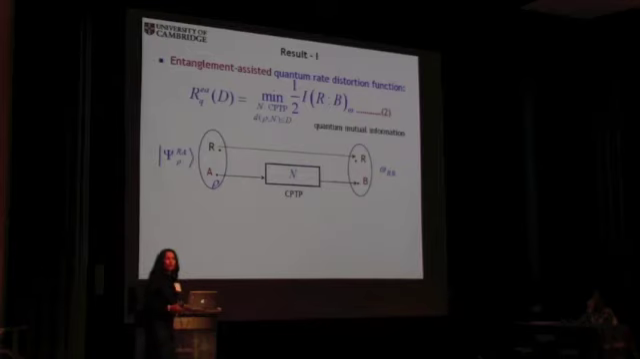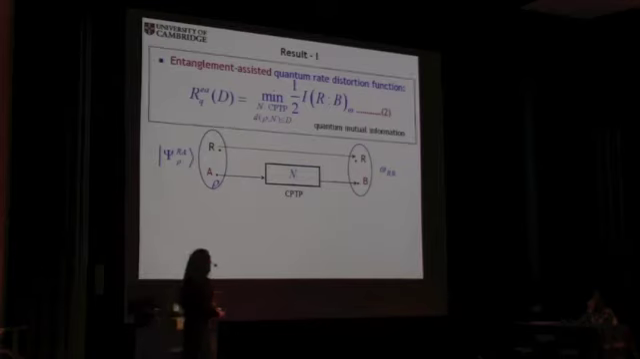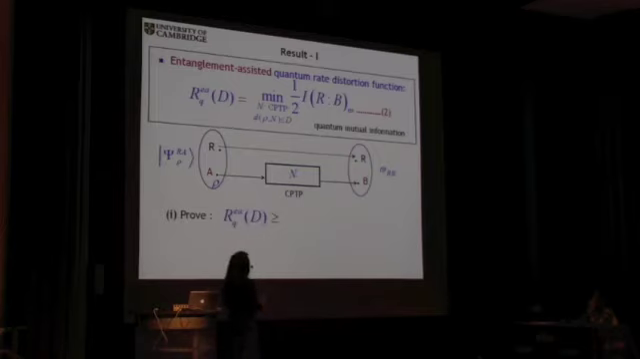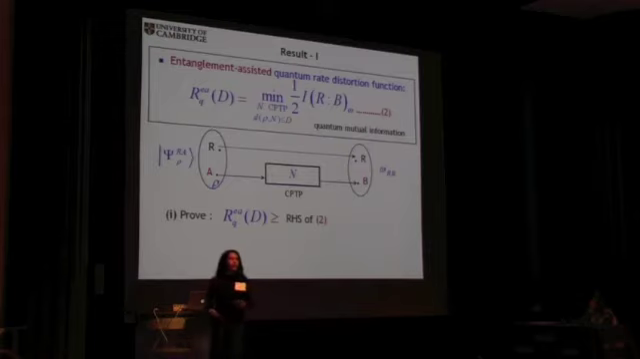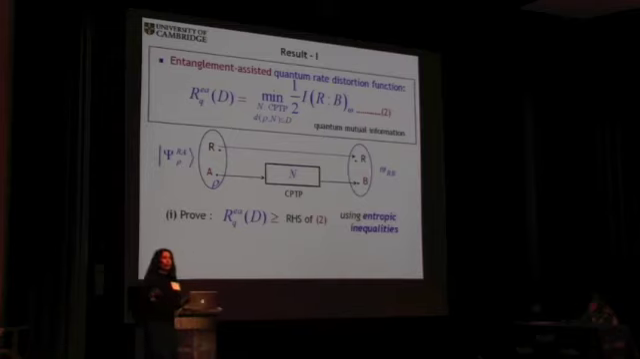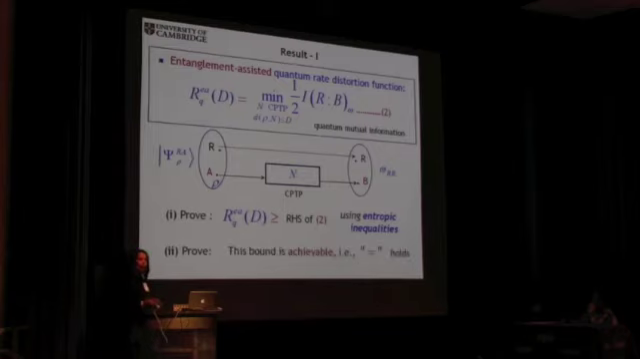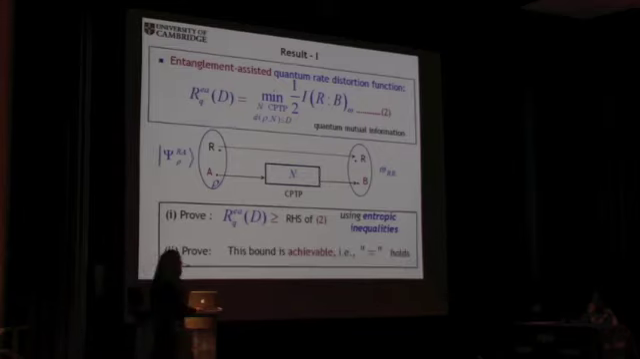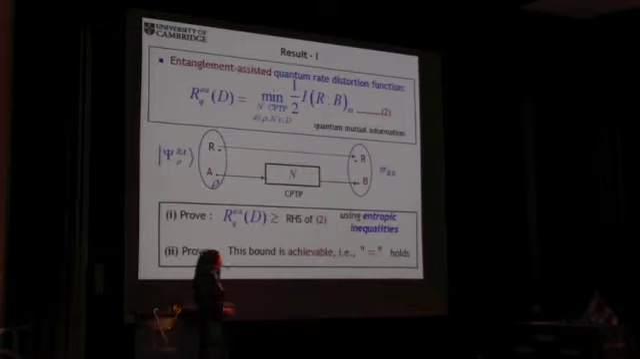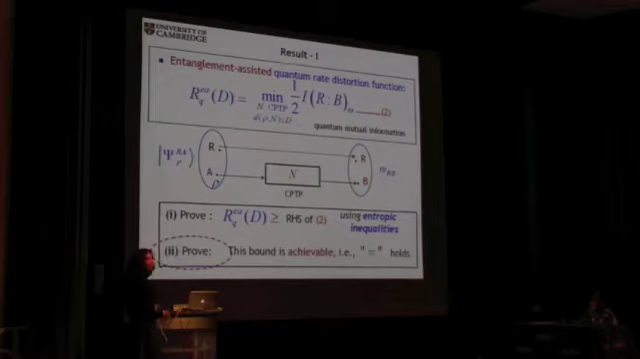So how do we prove such a result? Well, we go about doing it in two steps. First, we prove that this entanglement-assisted quantum rate distortion function is lower bounded by the right-hand side of 2. Now, this is done by using entropic inequalities. I won't go into it. But the interesting thing is that we can also prove that equality holds. So we can prove this bound is achievable. So let me try to give you a brief sketch of this proof.